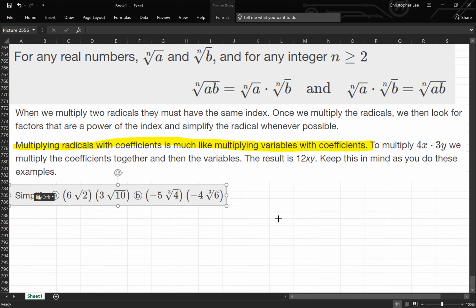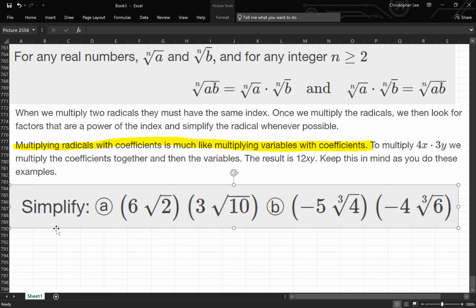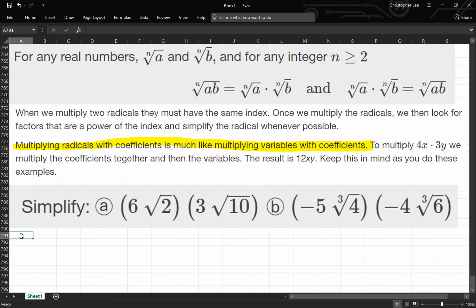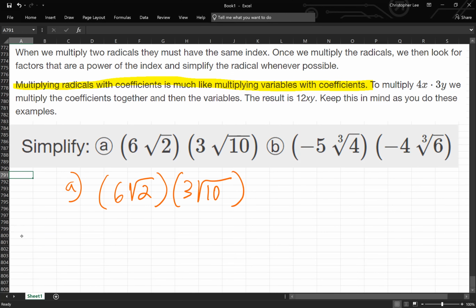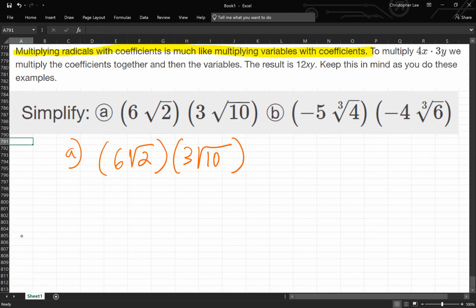So let's take a look. For A, I have 6 square root of 2 times 3 square root of 10. Here's the trick. Multiply numbers with numbers, radicands with radicands. That's the hint. So 6 times 3 is 18. And then radical 2 times radical 10 is going to be radical 20.